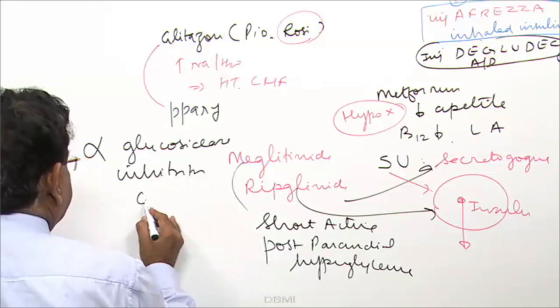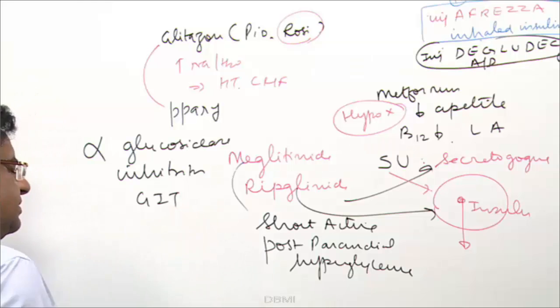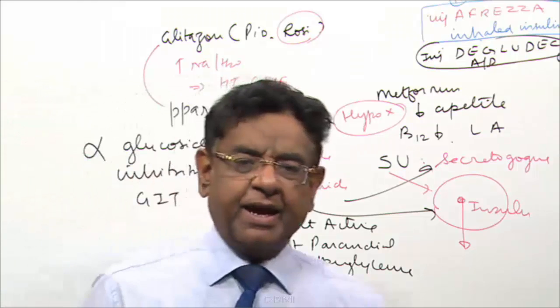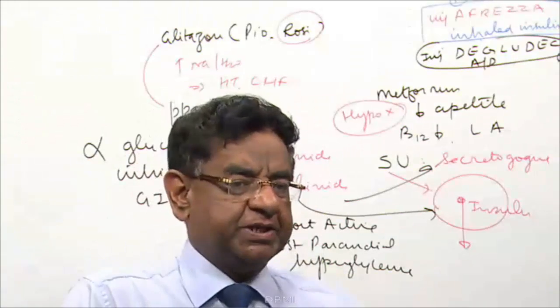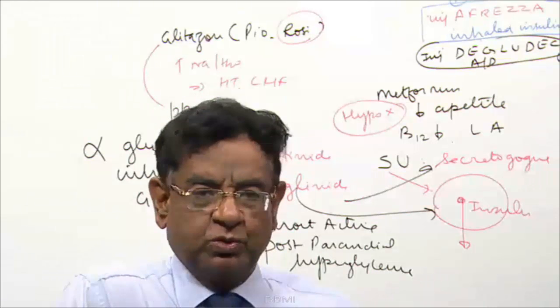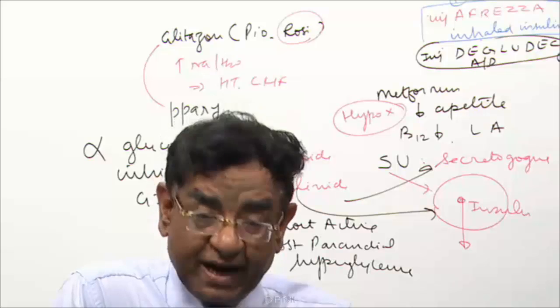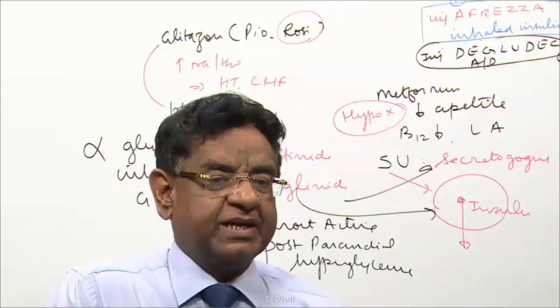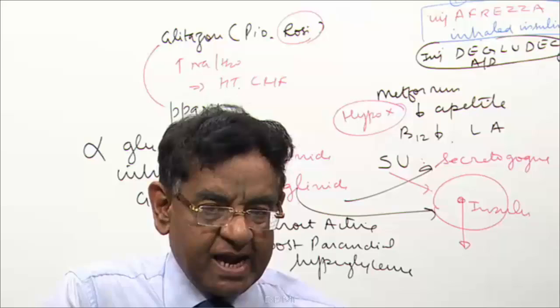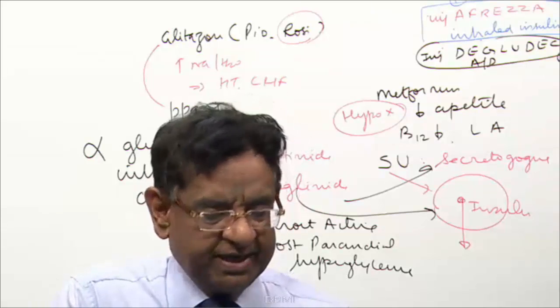They act at the level of GIT. So they hamper the digestion of complex sugars. So they don't let the sugar glucose form in the GIT. That's why these drugs can be given in type 1 diabetes also, other than we can give it in type 2 also.